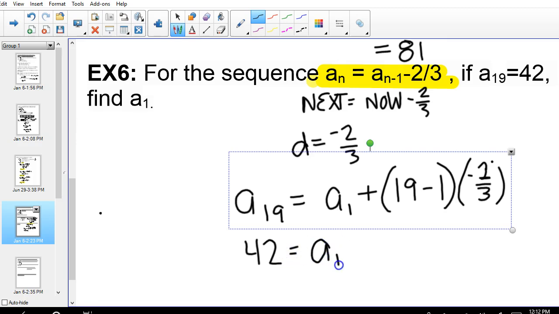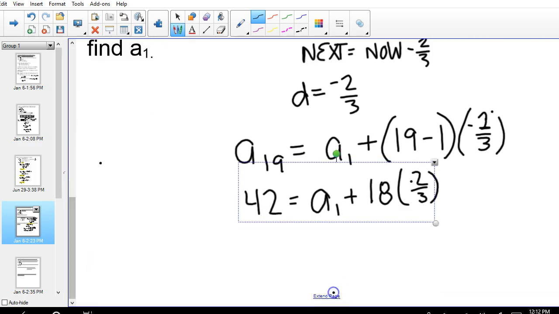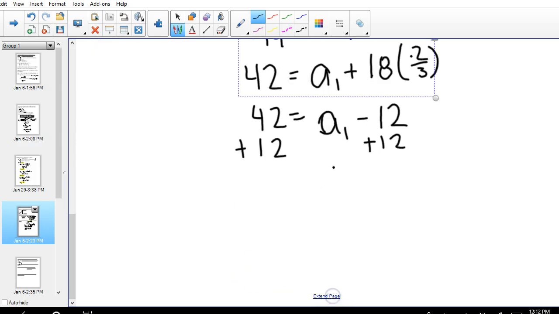42 equals a sub 1 plus, this is going to be 18 times negative 2/3. What is 18 times negative 2/3 there? Negative 12. We want to know a sub 1, so we would add 12, and so we'll get 54 for our a sub 1.